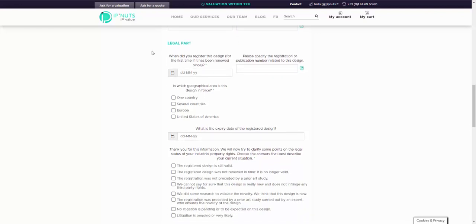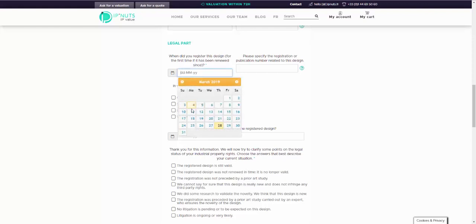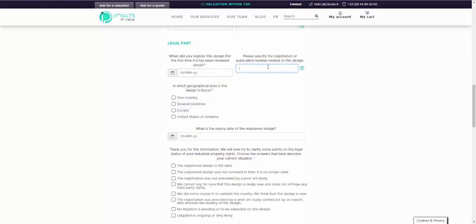The following part is related to legal matters regarding your registered design. So the first question is about the date of registration. When did you register this design at your office? So you select the right date here. Here you can specify the registration number or publication number of your design.